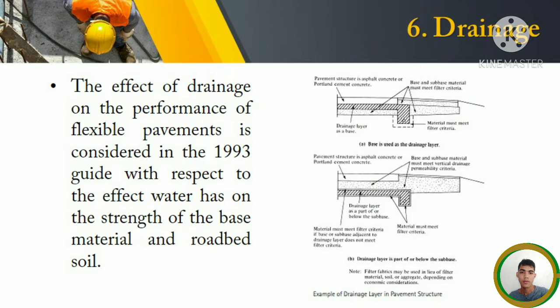Another one is the drainage. The effect of drainage on the performance of flexible pavements is considered in the 1993 guide with respect to the effect water has on the strength of the base materials and roadbed soil. The approach used is to provide for the rapid drainage of the pre-water non-capillary from the pavement structure by providing a suitable drainage layer and by modifying the structural layer coefficient.